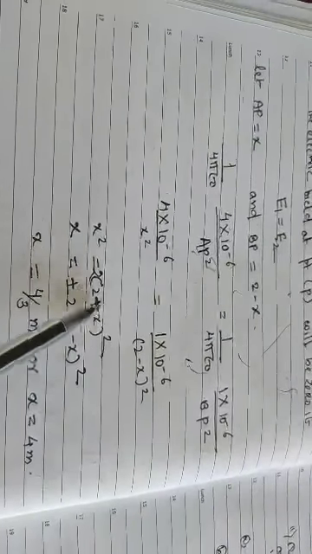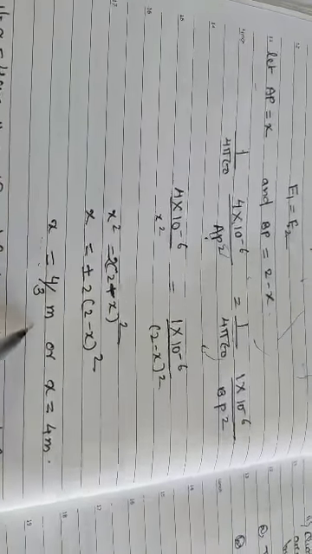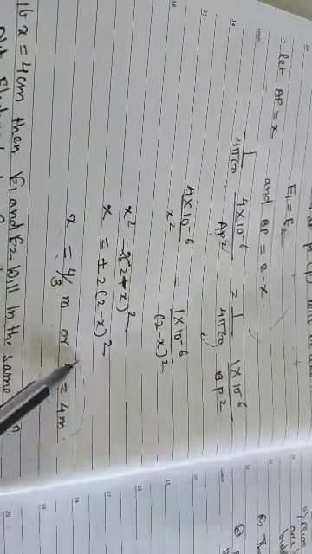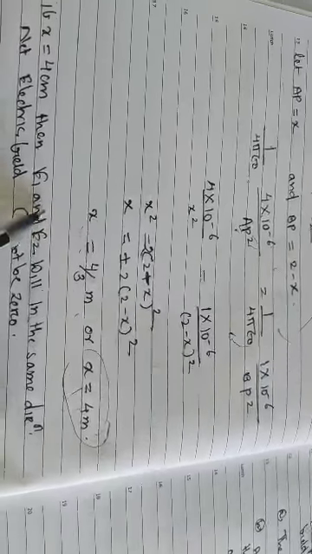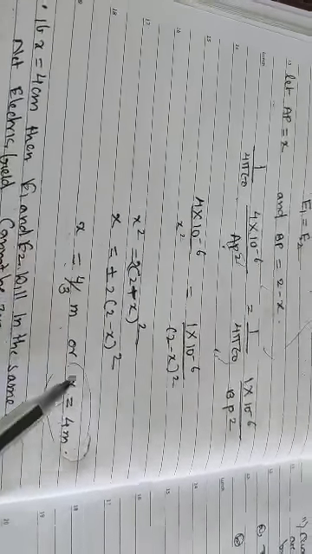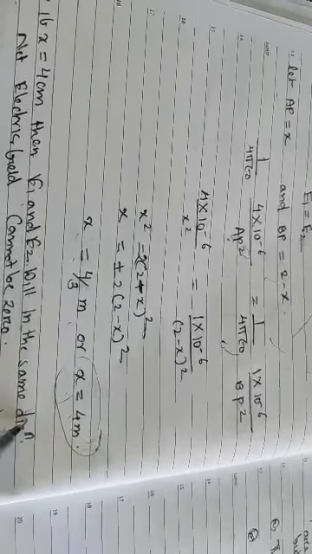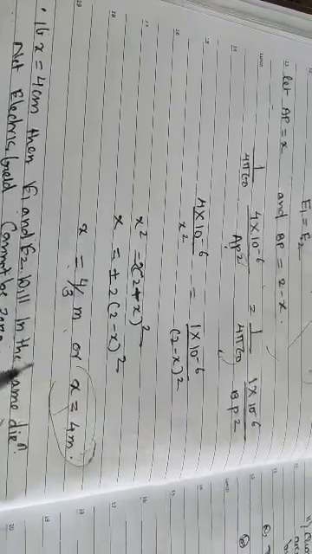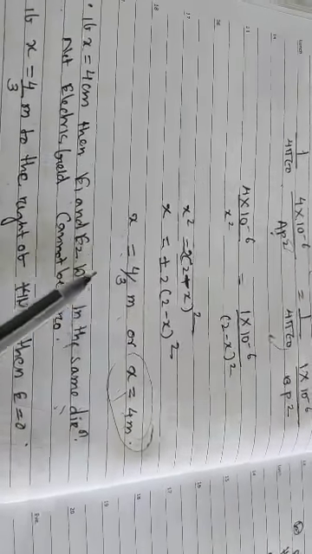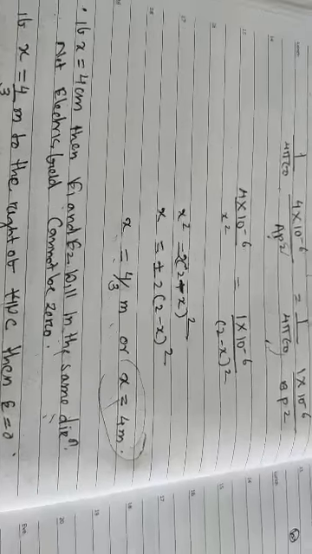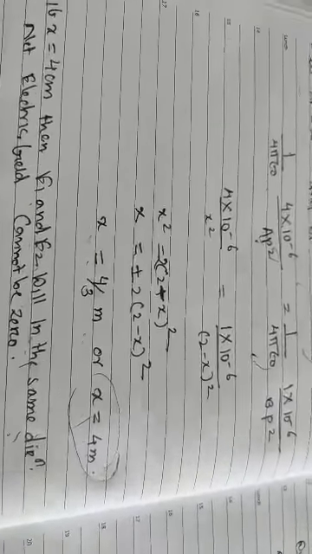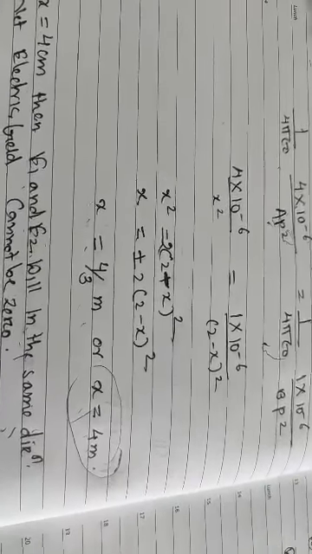Solve in the normal manner, and you will get x equal to 4 by 3 meter and x equal to 4 meter. But here you have to understand. Suppose you put x equal to 4 meter. What you will see, students, is that E1 and E2 will have the same direction. When the value of E1 is equal to E2 in the same direction, the net electric field will not be 0. So once you put x equal to 4 by 3, to the right of the 4 microcoulomb charge, then E is equal to 0. This is for you. Now a few questions I have written for you to solve.